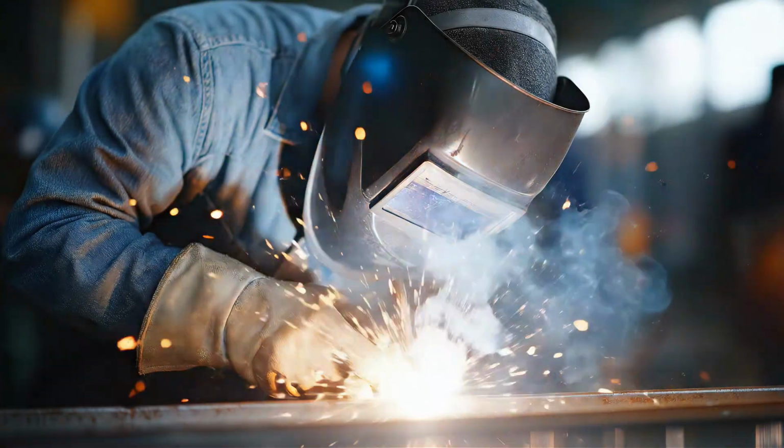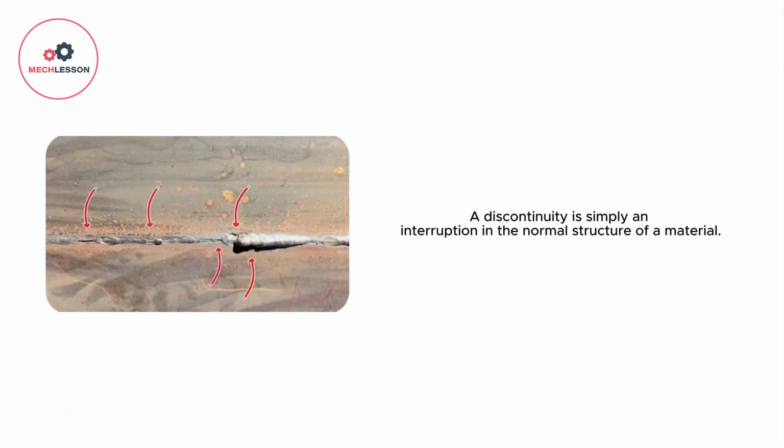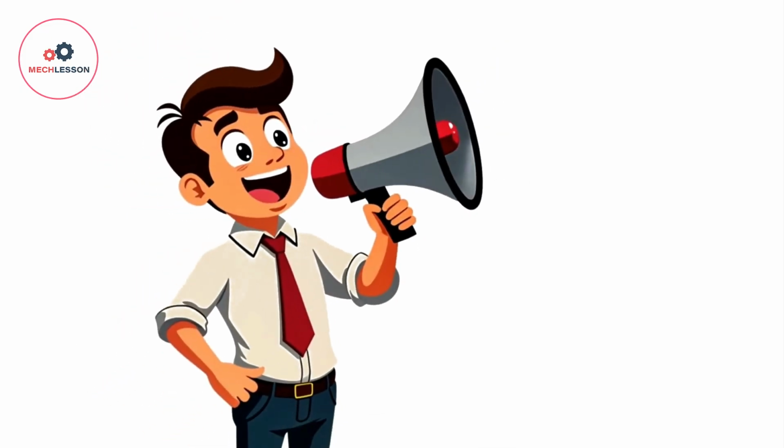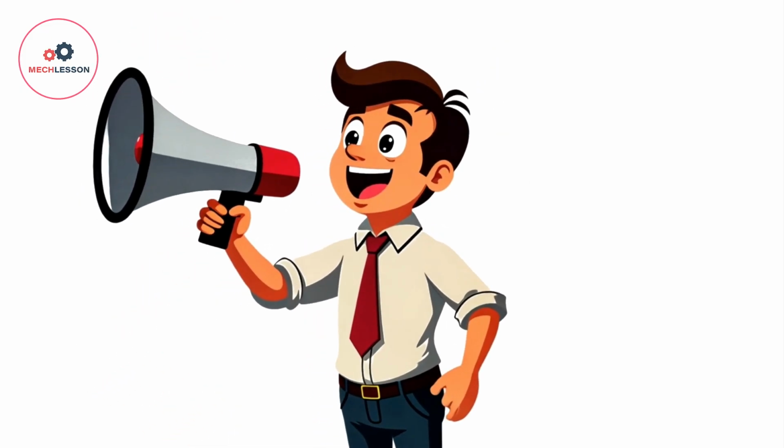22. Discontinuity. Many beginners confuse discontinuities with defects. A discontinuity is simply an interruption in the normal structure of a material. Not every discontinuity is a defect. Only those exceeding code requirements become defects.